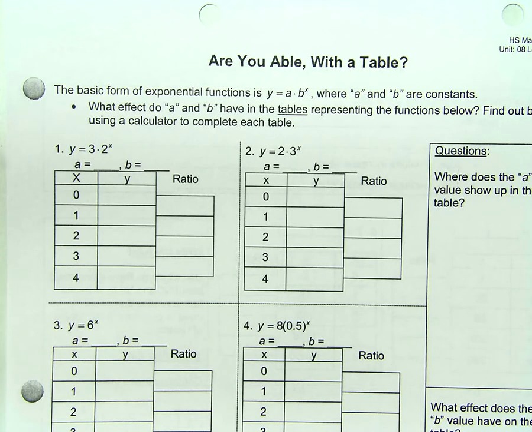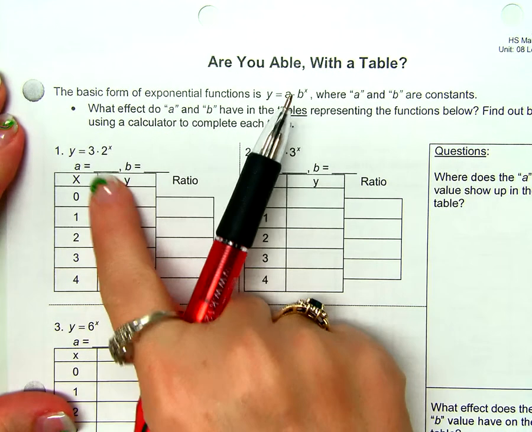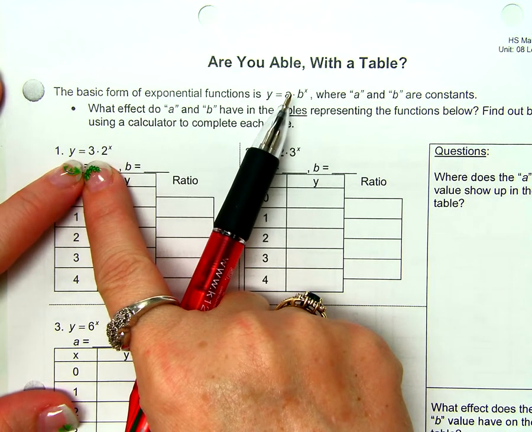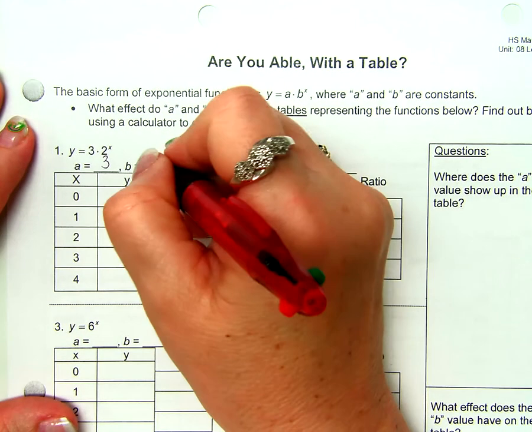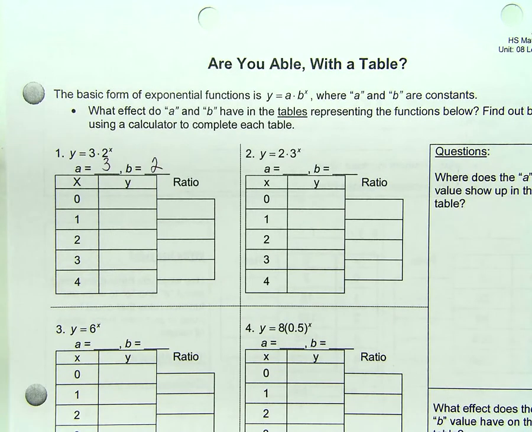The basic form of exponential functions is y equals a times b to the x power, where a and b are both constants. If a and b are both constants, how are you going to be able to tell the difference between a and b? B has the exponent, right? B has a power, something raised to something, okay? So, if we're looking at number 1, what is A? 3. Because there's no power. What is B? 2. Because it does have a power, in this case of x, right?